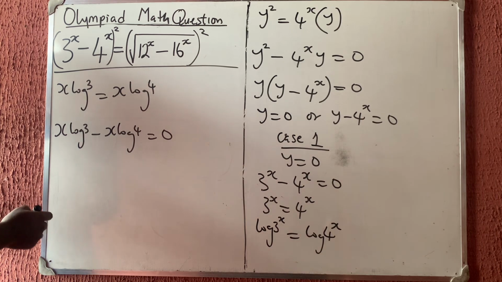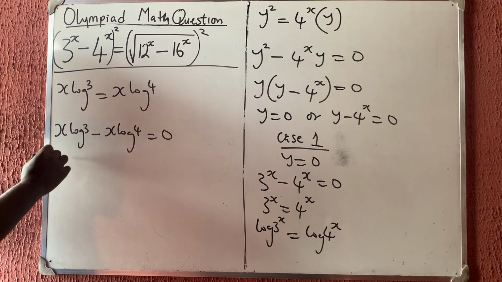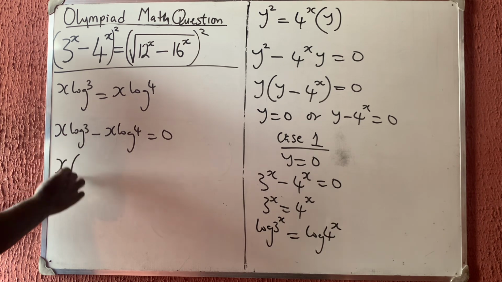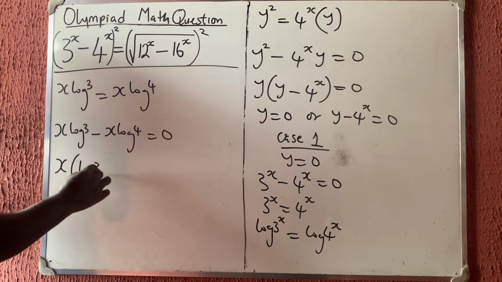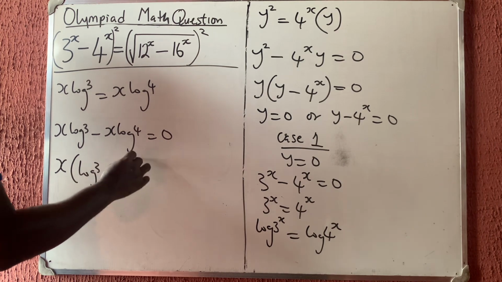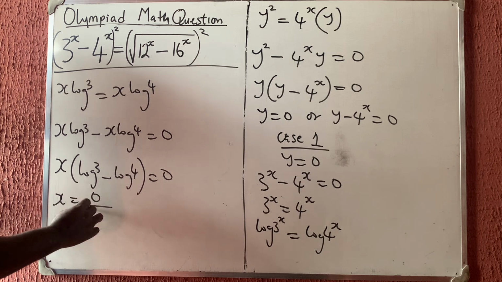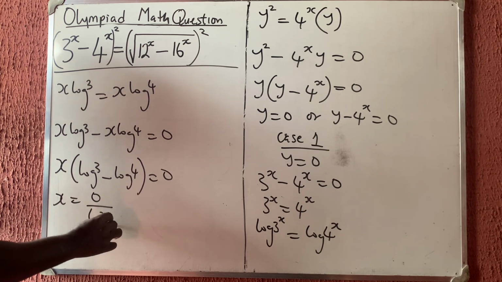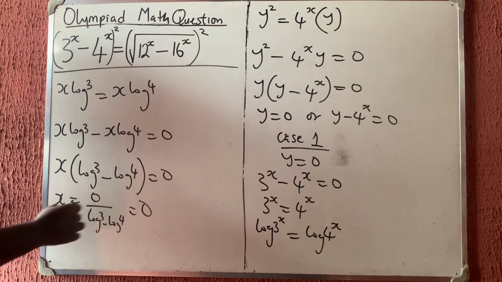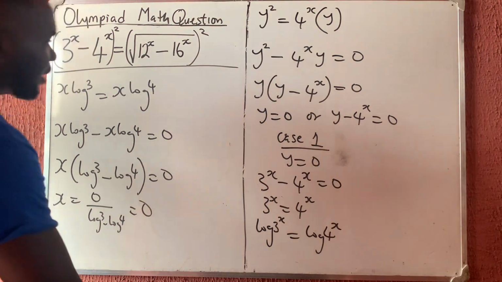So what do we have now? If you bring out x that they have in common, this is x in bracket of log 3 minus log 4 is equal to 0. So you're having that x is equal to 0 over log 3 minus log 4, which is 0. So I'm having that the first one is 0.